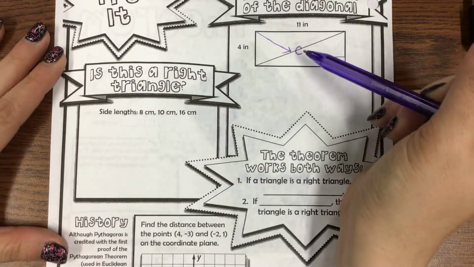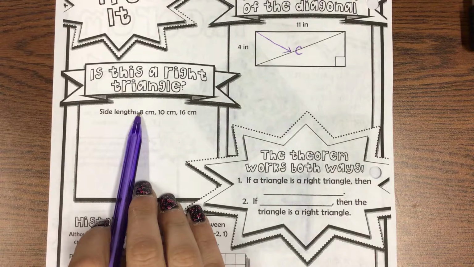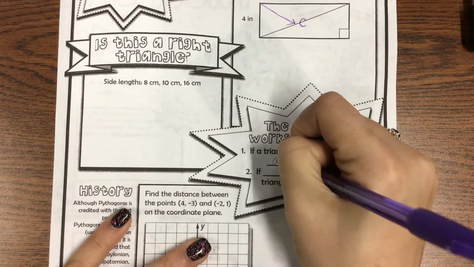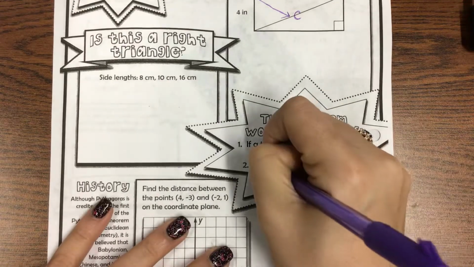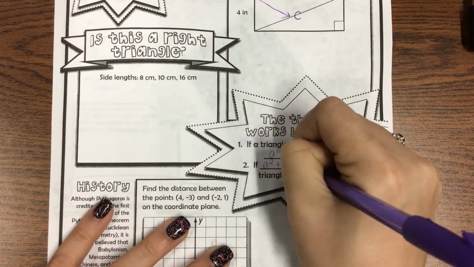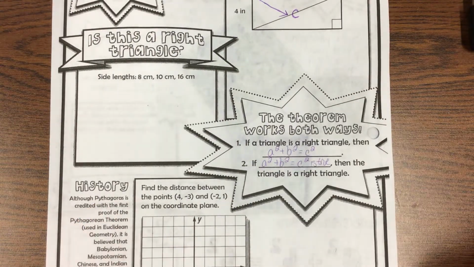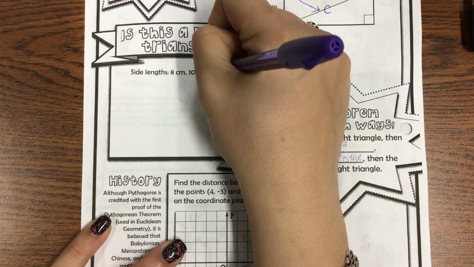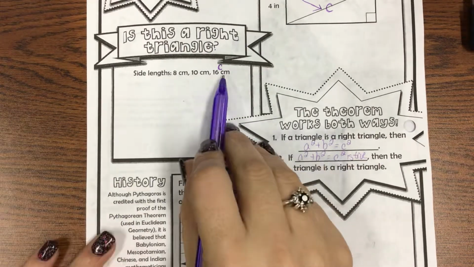So just like I can take a problem and solve for C, they can also give me 3 different numbers and I can check, does this work out with my Pythagorean theorem? If a triangle is a right triangle, then a squared plus b squared equals c squared. Or I can go backwards and say, if that equation is true, then my triangle is a right triangle. So I have 3 numbers here. My longest side is always going to be C. It's not necessarily the last number in the list all the time, but it is always the longest number.